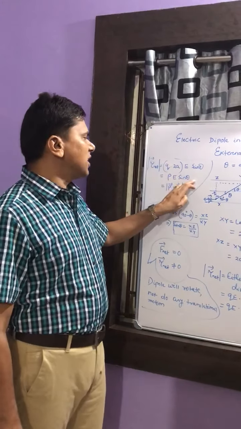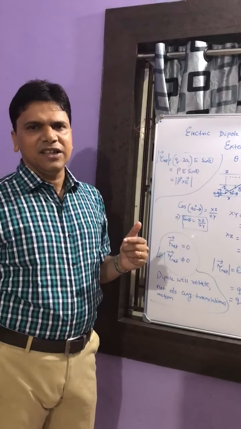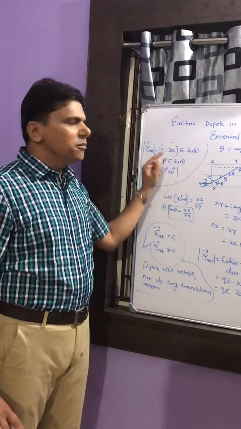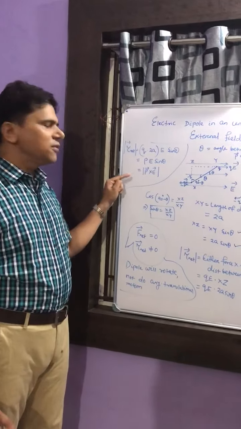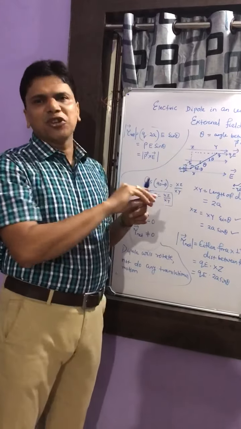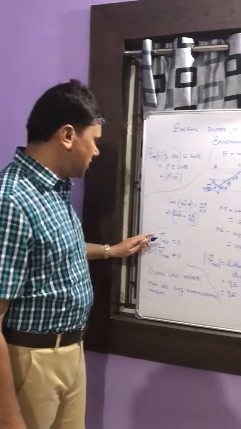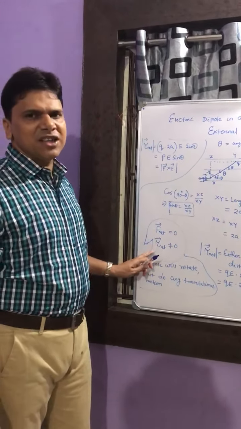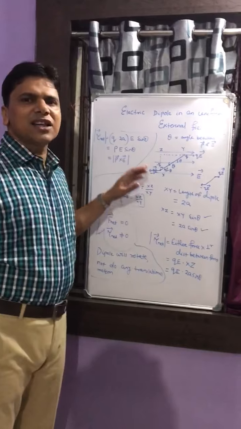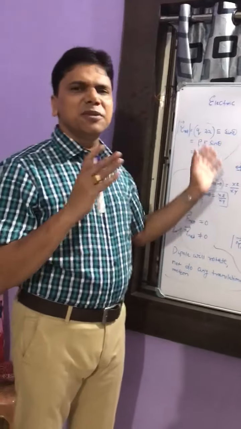So P into E into sin theta becomes the magnitude of the cross product of P and E. That means in this case the magnitude of the net torque becomes equal to PE sin theta, or the magnitude of P cross E. Due to this torque, this dipole will rotate. It will not do any translation. There will be no translational motion, because net force is equal to 0 and net torque is not equal to 0. So this is a situation where we can say there is translational equilibrium. That means there is no translation at all, but there will be some rotation.